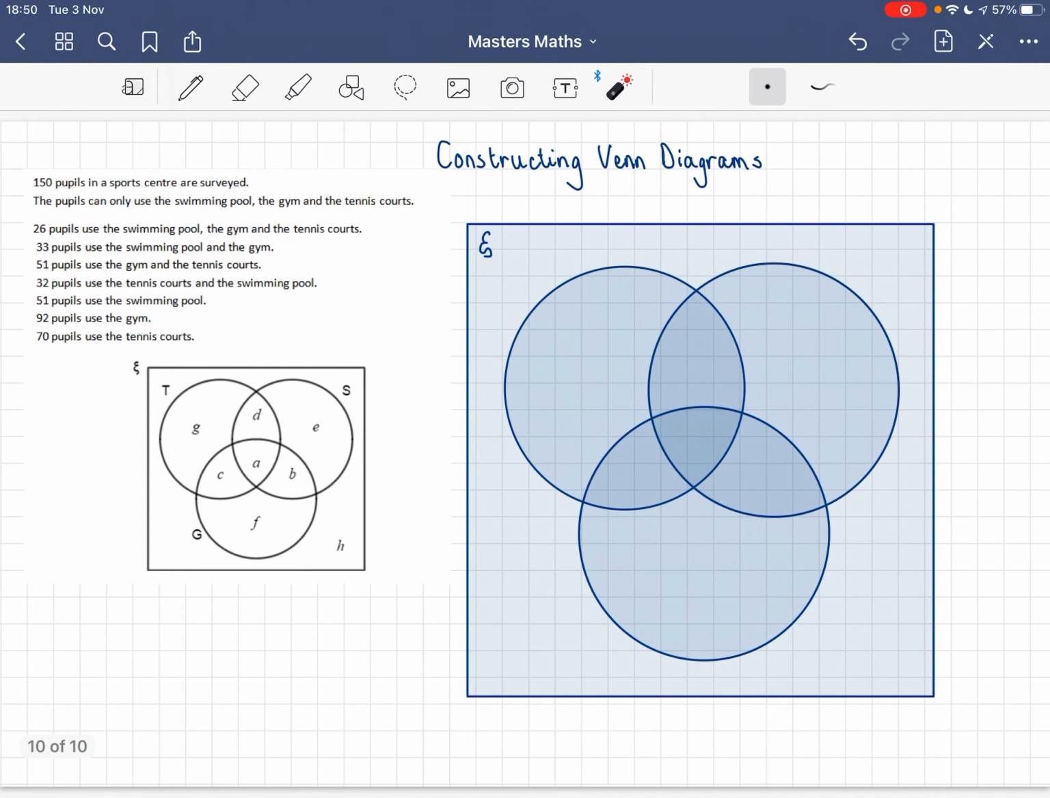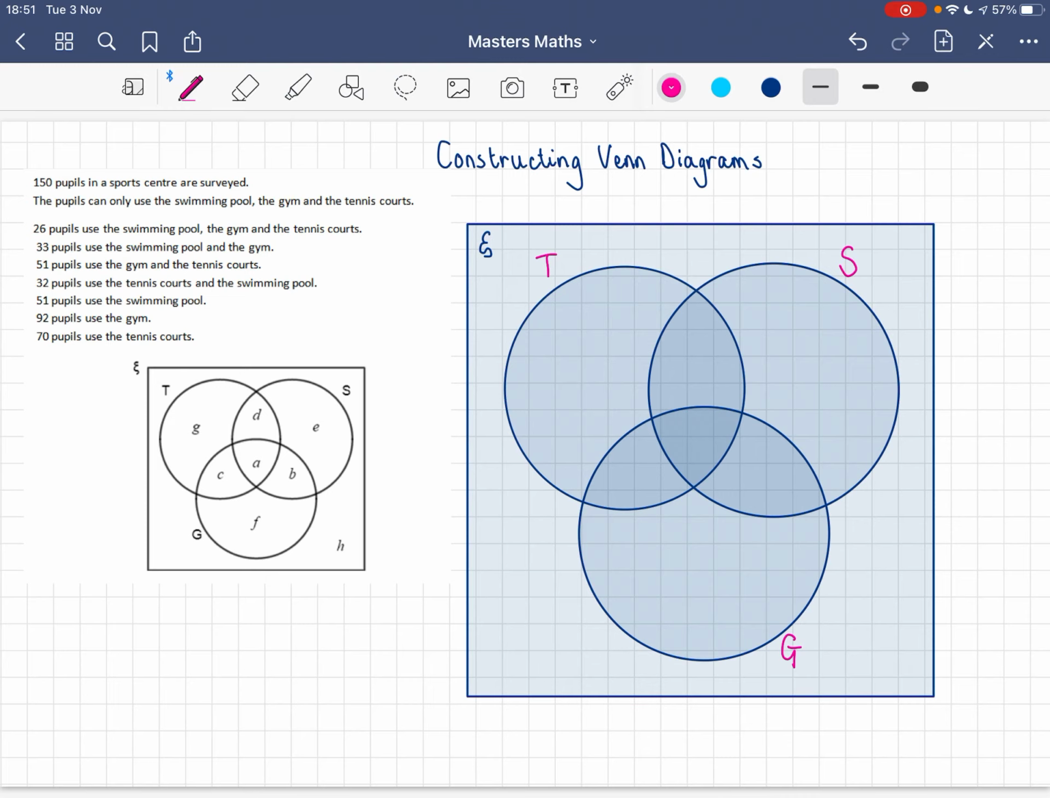Okay? And then the very last question is where you have 3 different groups. So we have 150 pupils in a sports centre who are surveyed. The pupils can only use the swimming pool, the gym and the tennis courts. So this is going to be my swimming pool, this is going to be the tennis court, and this is going to be the gym. And I need to put the numbers in the correct place.